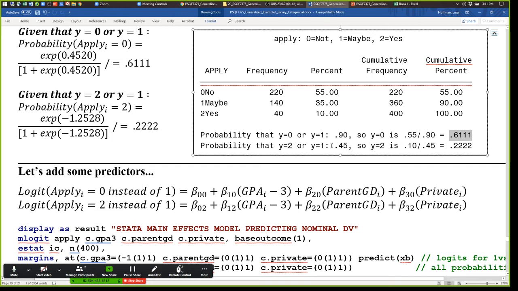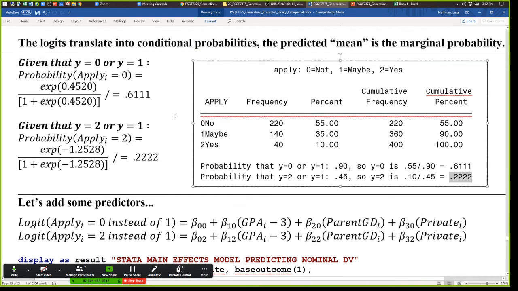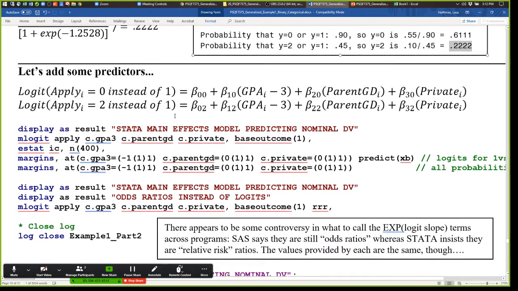Likewise, if you have either a 1 or a 2, that's 45% of the data. The 10% over the 45% is that one. Stata gives it to you this way instead. SAS gives it to you in terms of the numerator of the possible. So that threw me for a loop for a little while until I figured that out. So Stata does the conditioning for you, SAS does not.